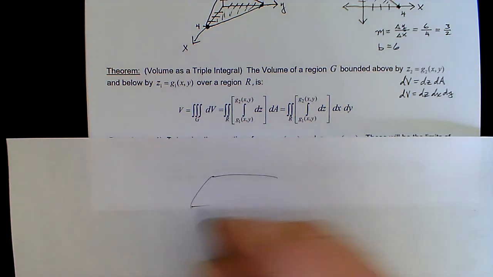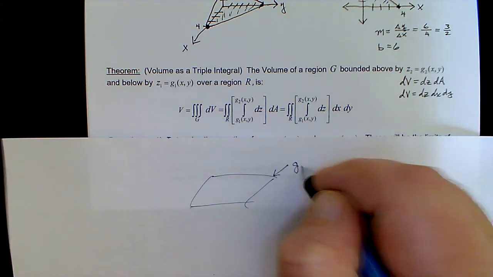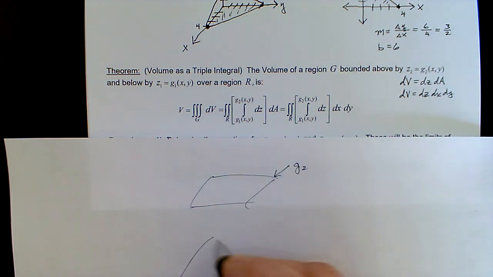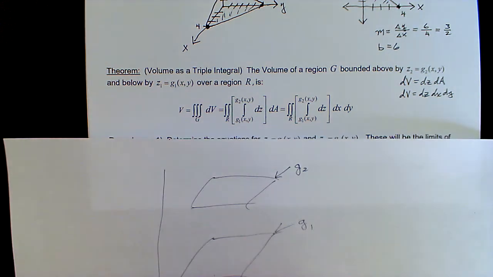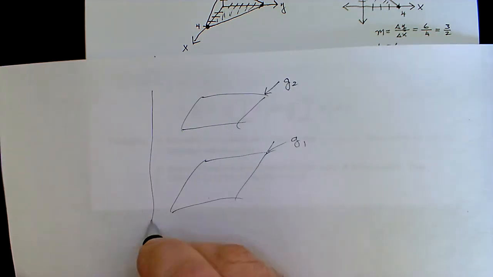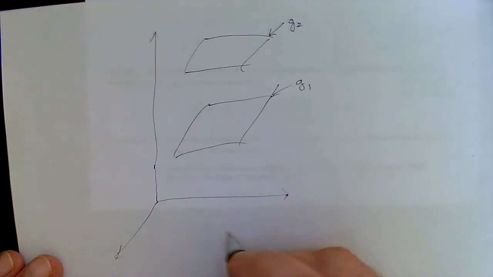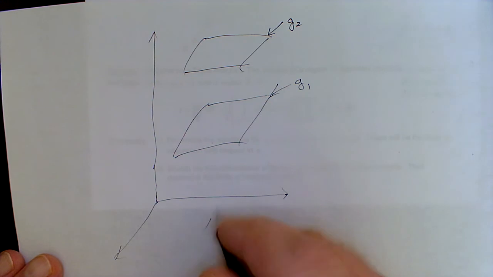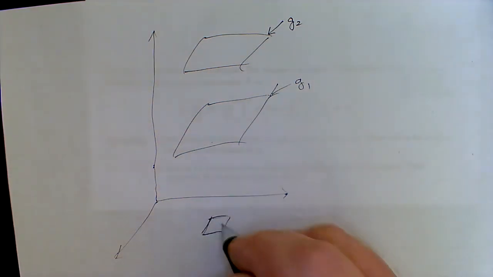just some surface, call it G2, that's above, I don't know, some other surface, call it G1, and you're in the three-dimensional system, and you basically just have a rectangular region here that is, it doesn't even really need to be a rectangular region, but whatever the region is.